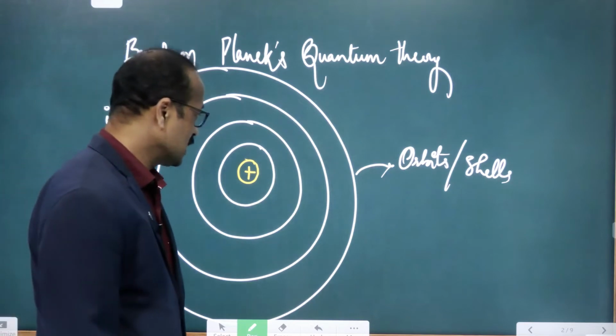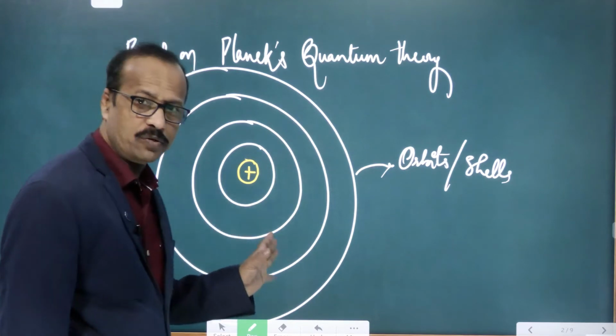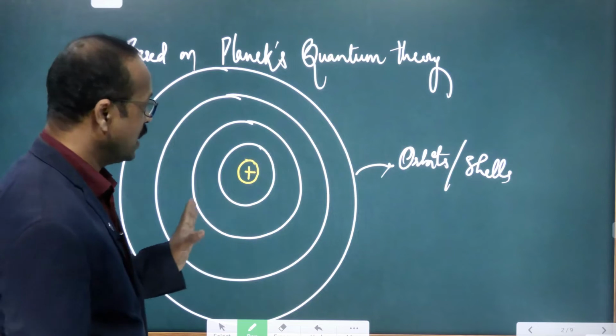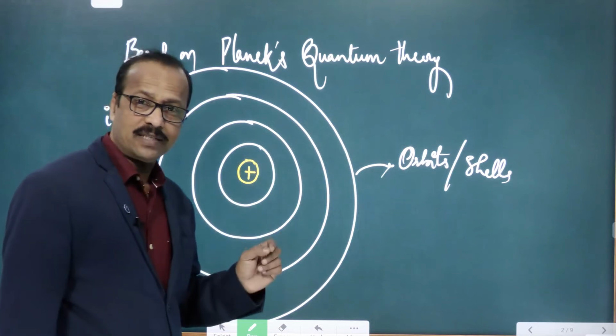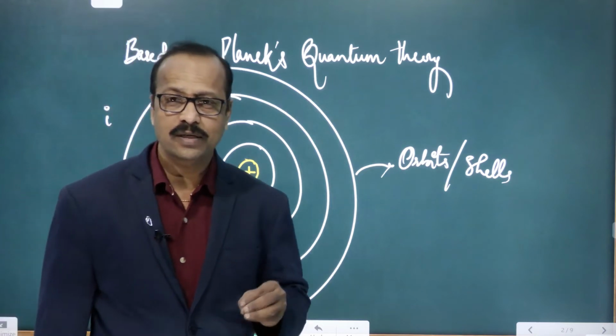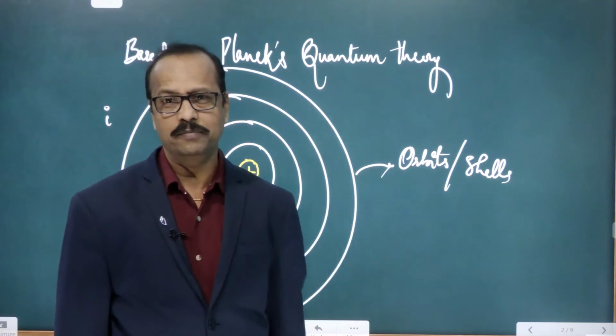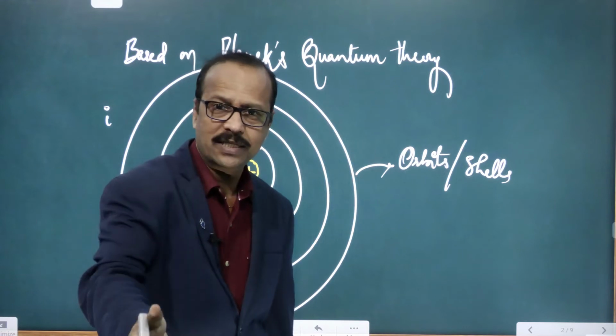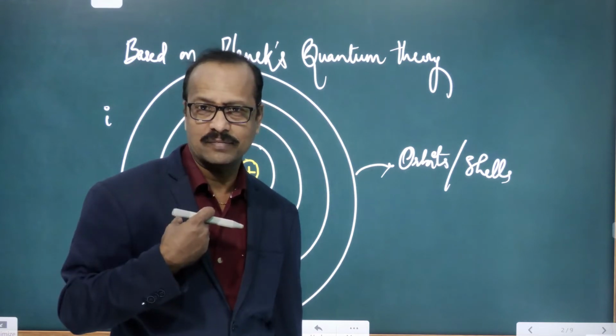The second point, what he said is that electrons revolve around the nucleus. Very good. And it said, a very important point this one, that as long as an electron is revolving in its particular orbit, it neither loses nor gains energy.